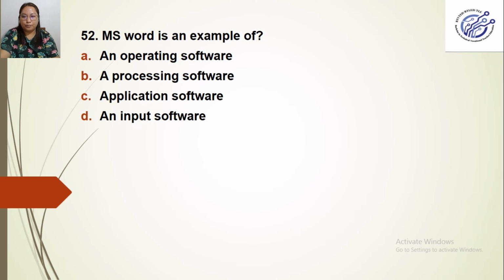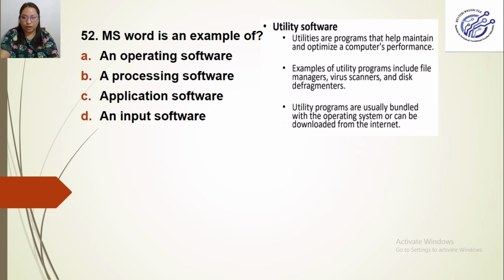MS Word is an example of: A, operating software; B, processing software; C, application software; and D, input software. We have three kinds of software. We have utility software. These are programs we use like file managers, virus scanners, and disk defragmenters, to help maintain and optimize computer performance. That is what we call utility software.